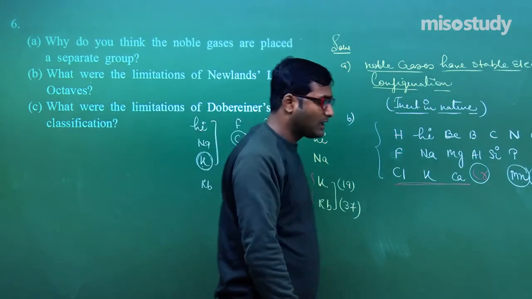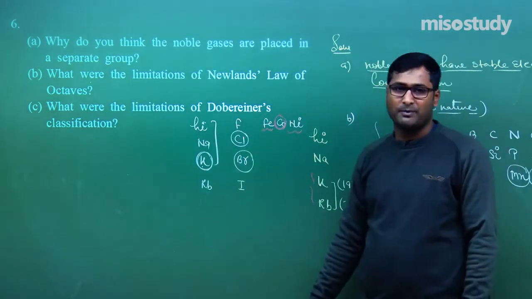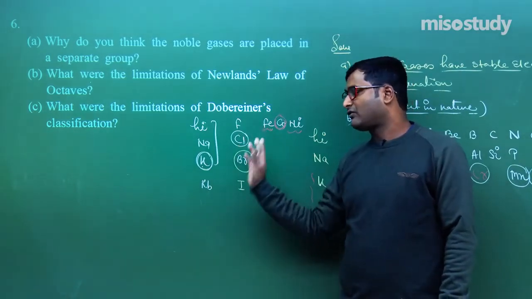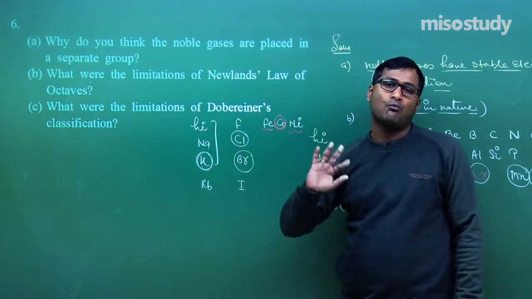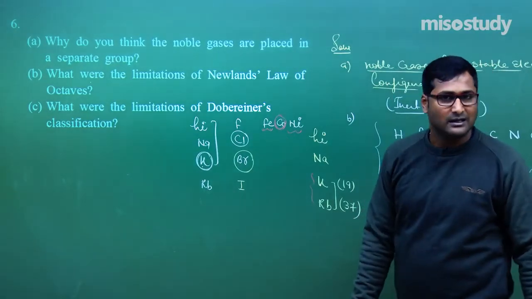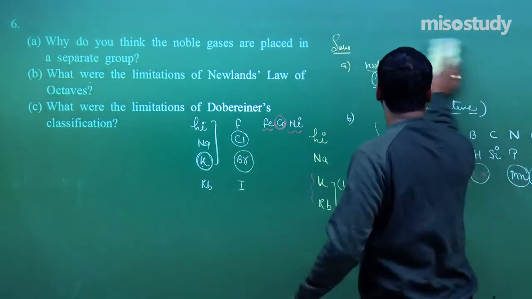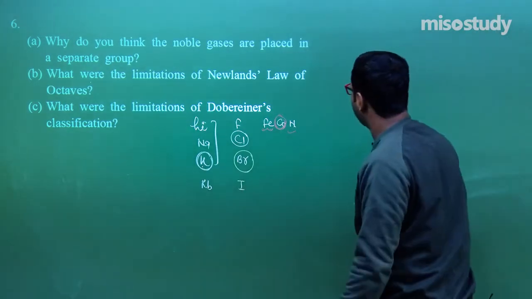So this law held true for fewer elements, but after the discovery of a maximum number of elements, we cannot follow the triad rule, because in a group there are more than 3 elements. More than 3 elements can have similar properties. Clear to you? Yes sir. Now let's move to the next question. What is the next question? Check it out.